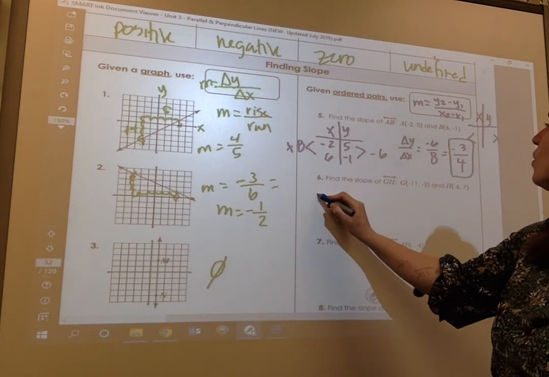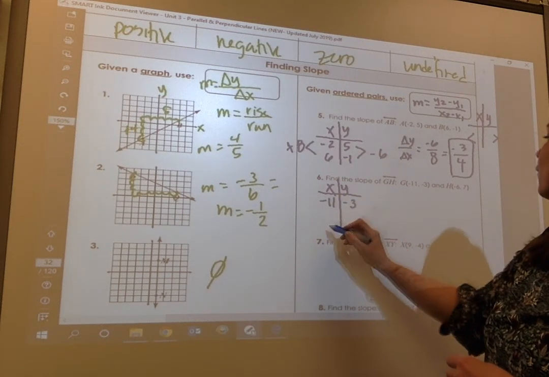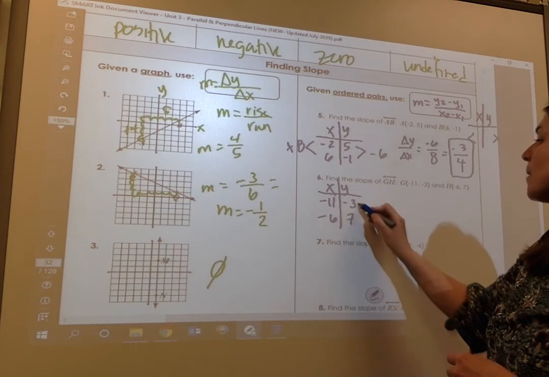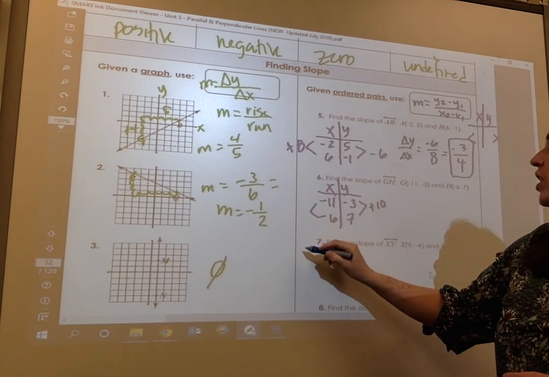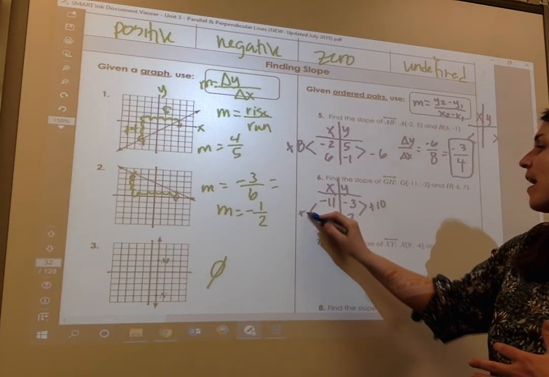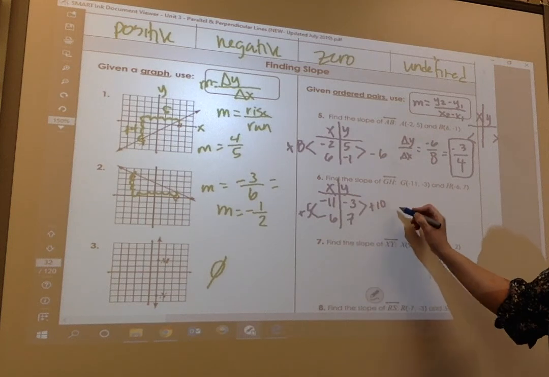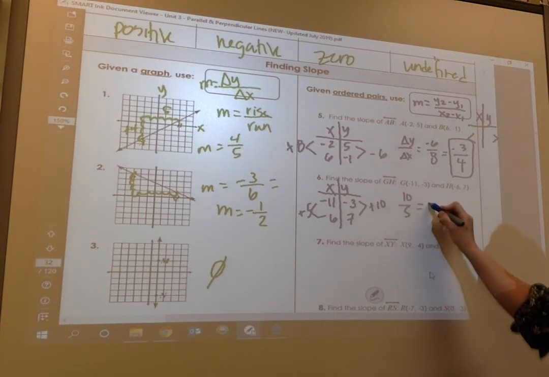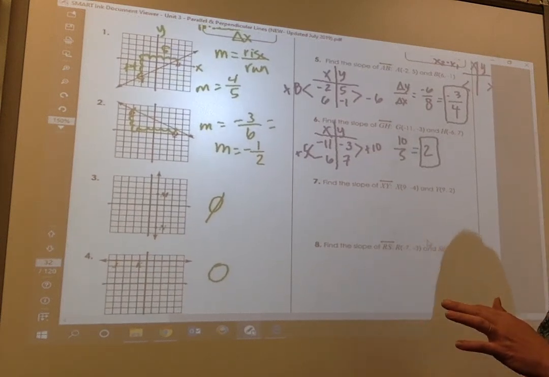If I look at number 2, I'm going to do the table again. (-11, -3) is my first point. (-6, 7) is my second point. My change in y is up 10. My change in x is up 5. So my slope then is change in y over change in x, which is 10 over 5, reducing to 2. Just 2 over 1 or just 2.